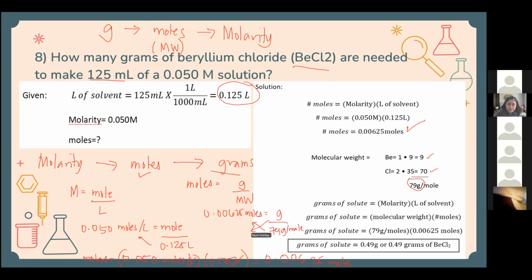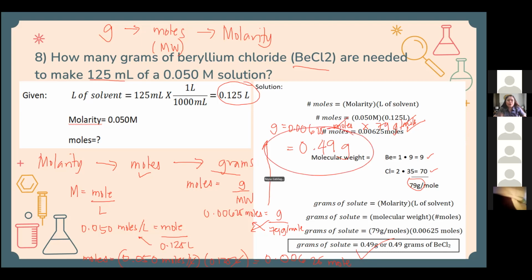Again, let me write it here. So grams is equal to 0.00625 moles times 79 grams per mole. So you cancel the moles, you will be left with the gram. So times 79, round off to 2 decimal places. So yes, this is correct. 0.49 grams.